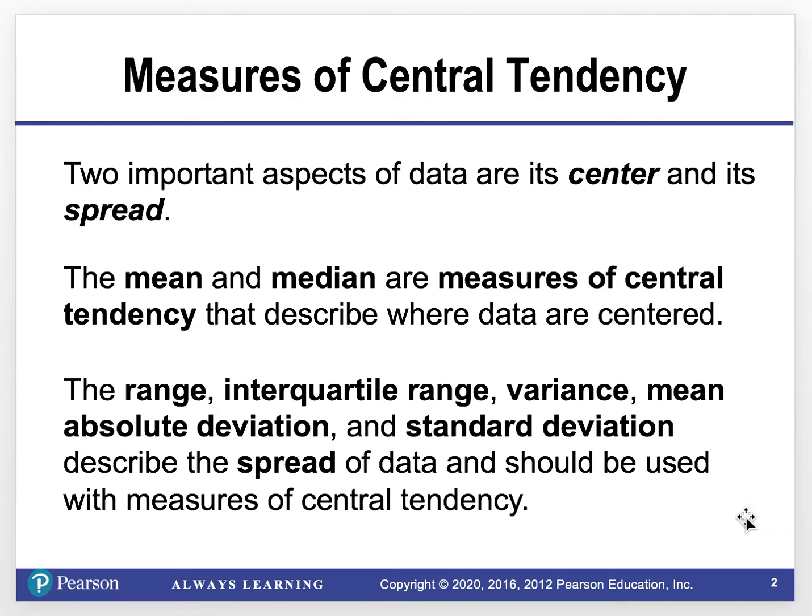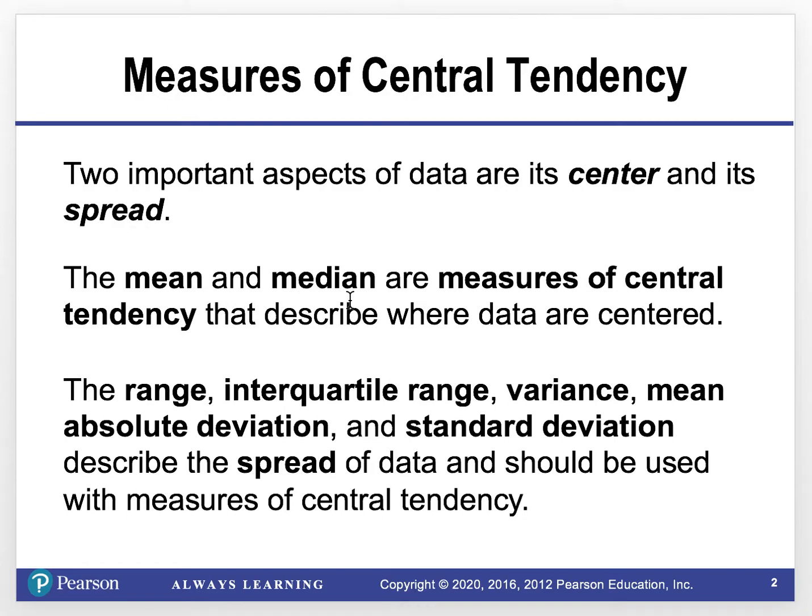Two important aspects of data are its center and its spread. So let me preface this with the last two sections. In the first one, remember, we just talked about statistics and gathering the data, and then in the next two sections we looked at displaying the data. So now we're going to look at analyzing the data. Two important aspects of the data are its center and its spread.